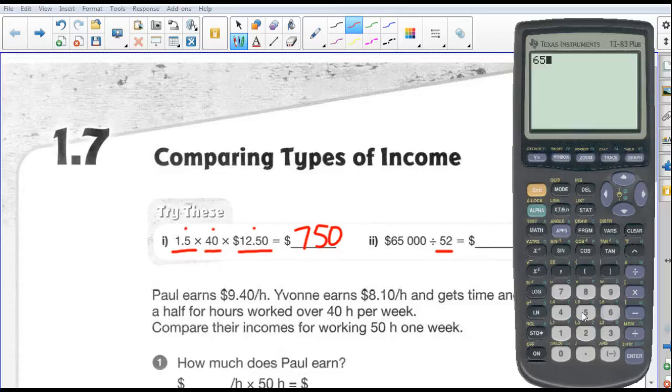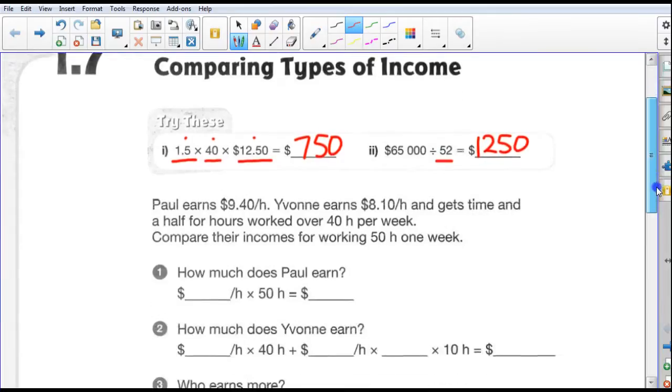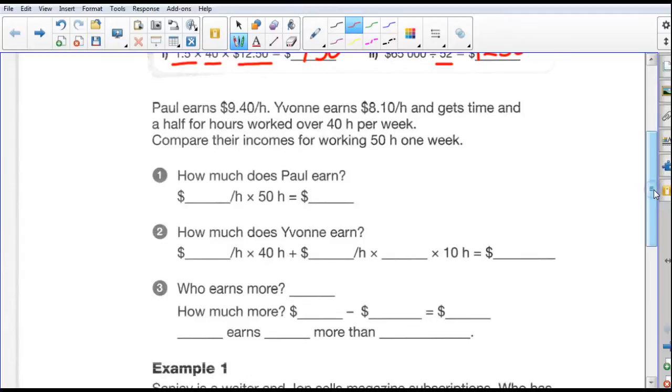So we have 65,000 divided by 52, and to me that looks like $1,250 per week. $1,250. Okay, so sometimes you have to interpret what it is that's being asked of you, or what the math question is. Paul earns $9.40 per hour. Yvonne works $8.10 per hour and gets time and a half for hours worked over 40 hours per week. Compare their incomes for working 50 hours in 1 week.